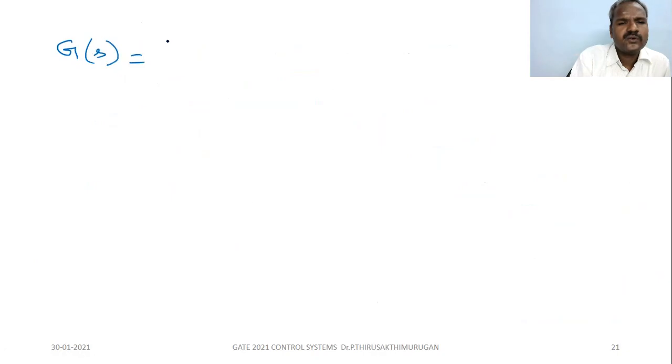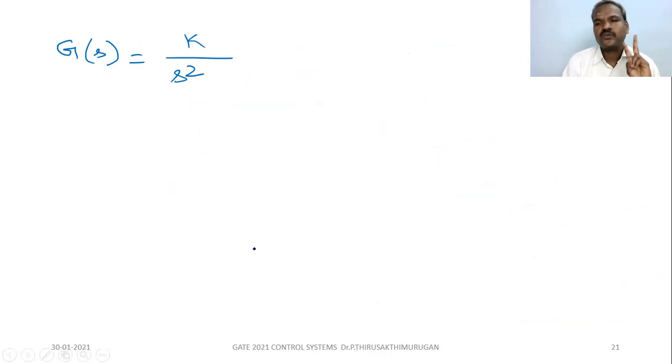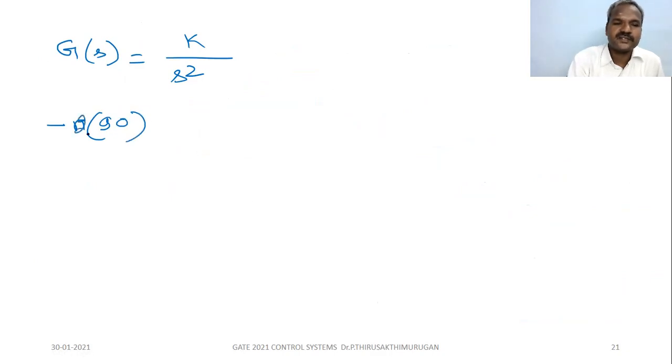Understand? So next, suppose your transfer function consists of two integrators, so G(s) equals K by s square. What does s square mean? Two integrators. You go back to the previous classes: s power minus n gives minus n into 90. So the phase angle is 2 times minus 90, which is minus 180, whereas the slope is minus 40 dB per decade.